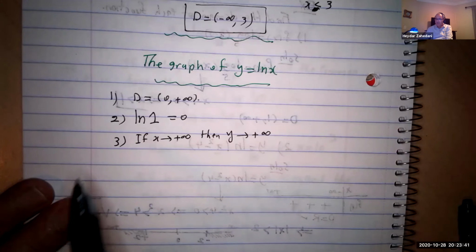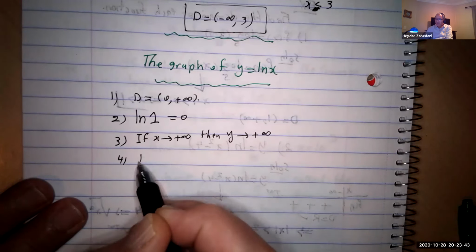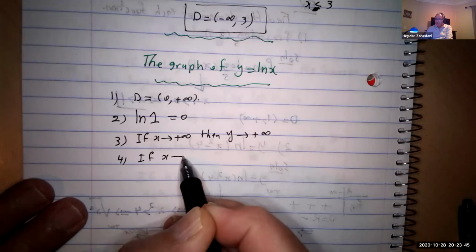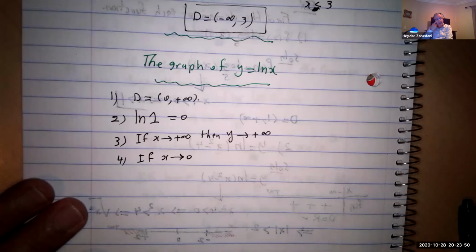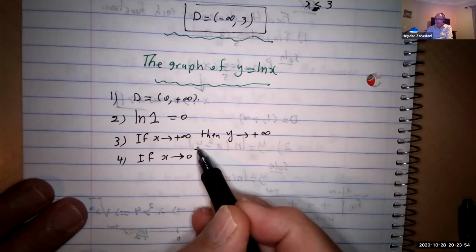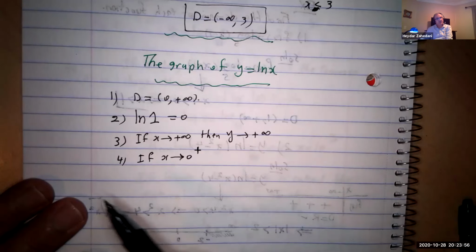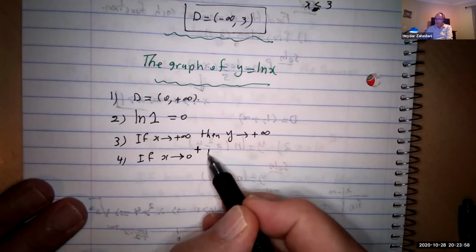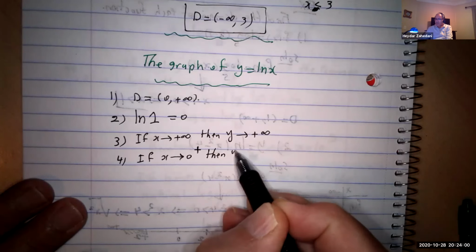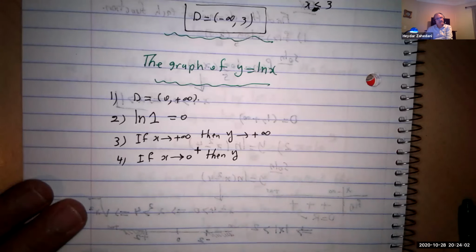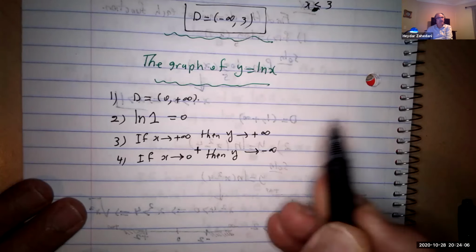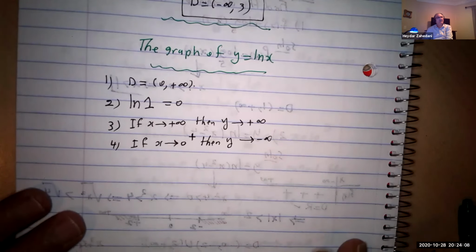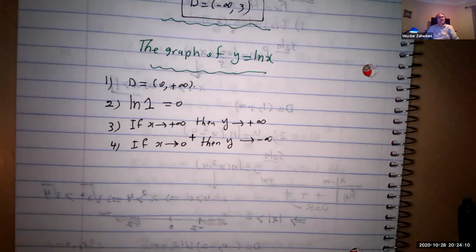Then you cannot have x go to negative infinity because x cannot be negative, but x starts with 0. And even at 0, you cannot have a negative number. We usually write 0 positive, which means you can go to 0 only from the right. And if this is the case, the ln would be smaller and smaller, and that goes to negative infinity. These are the ones that you can test with your calculator, and they are going to be done in more detail in calculus.